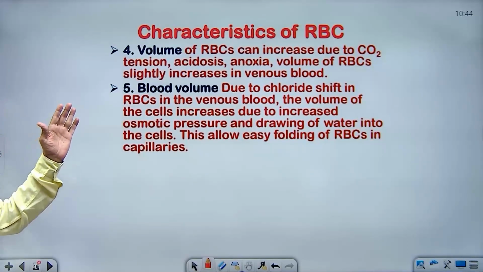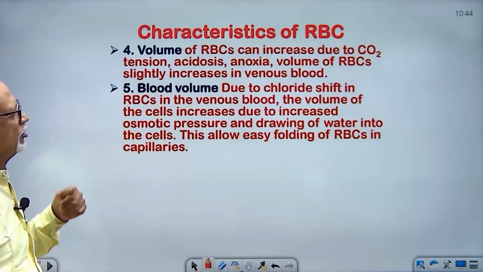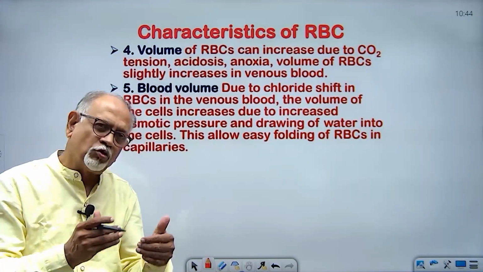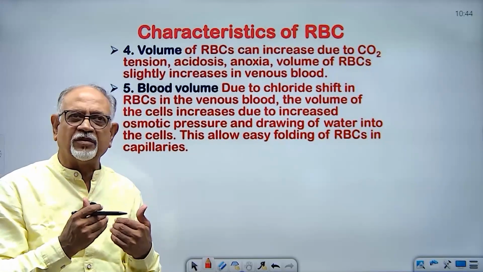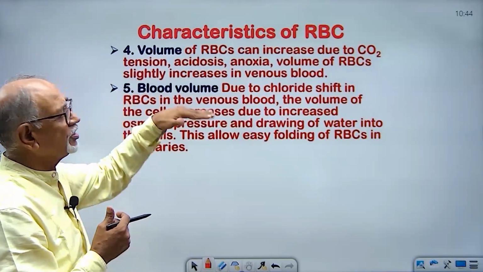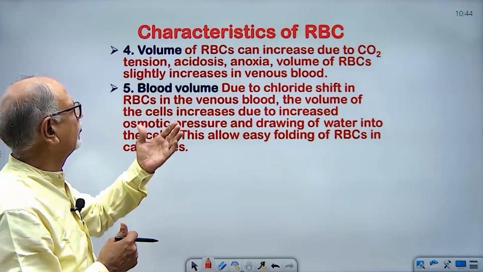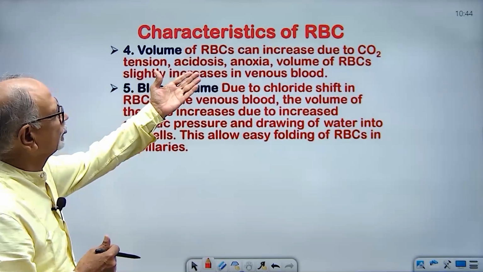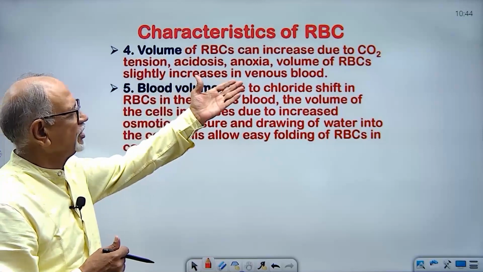Now, the volume of RBC can increase due to carbon dioxide tension. As you know, when the blood passes through the tissue, carbon dioxide comes into the blood from the capillaries. That carbon dioxide enters into the RBC, thereby increasing the volume of RBC. It appears in the case of acidosis, anoxia. The volume of RBC is slightly increased in venous blood also.